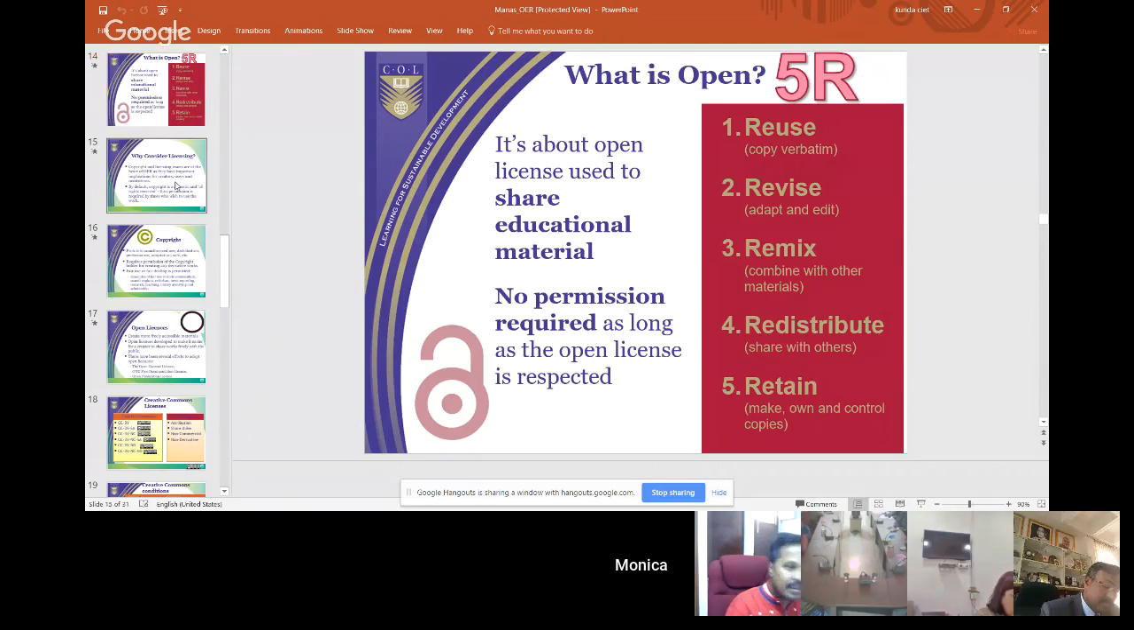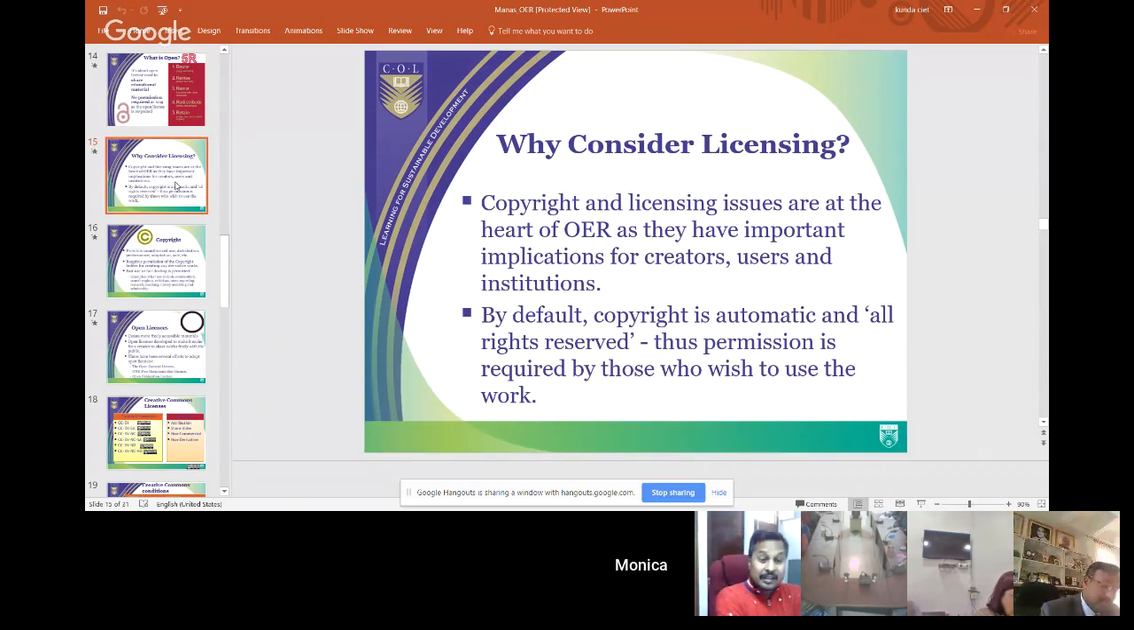As I talked about, this is the open license. Why consider licensing?